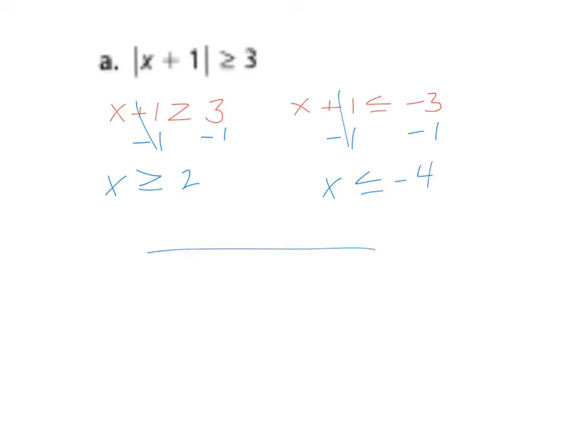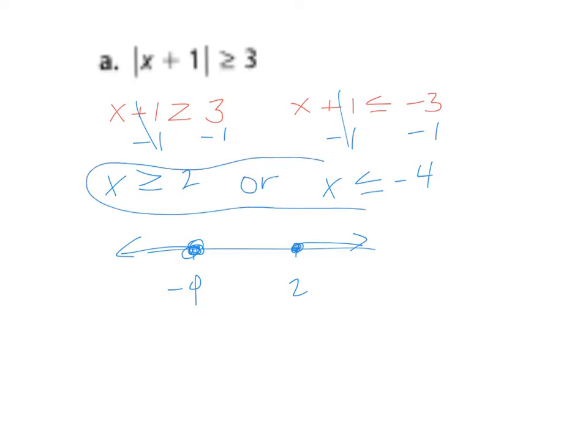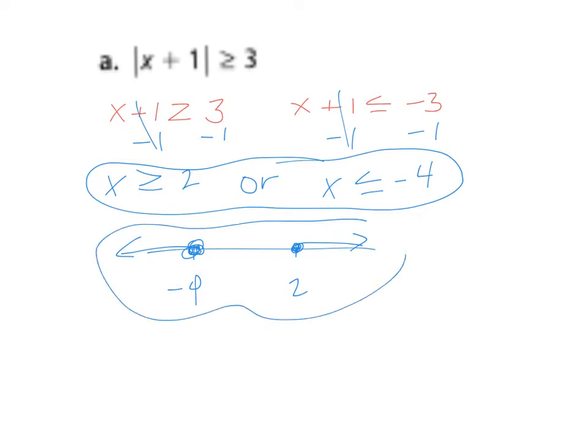To graph this, my negative 4 would be here. I would have a closed circle going to the left. Positive 2 is here. Closed circle going in this direction. So this is an OR, so we don't have to put it together. So there's our compound inequality, and this is the correct graph.